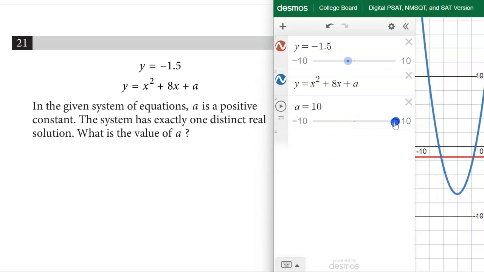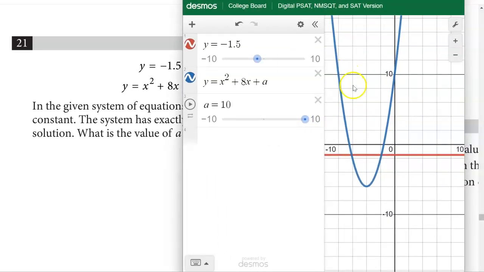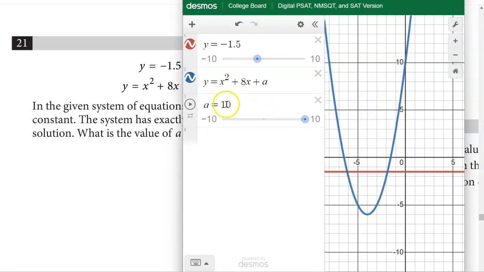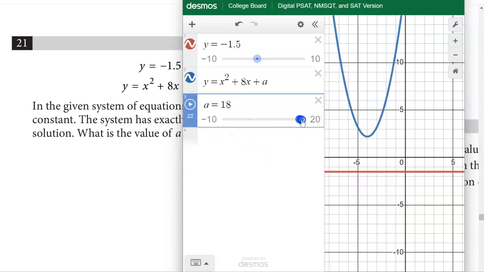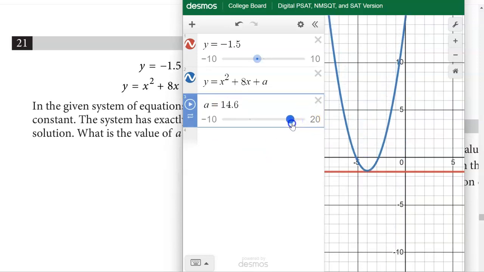So we're going to move this up, and obviously this is not going to go high enough because I need it to not intersect the line twice, but only intersect it once. So let me move this over. So I'm going to type in a bigger number here. You can just take that out and type in a 20. 20 is too high. And so once you get to 20, you can back up, and it looks like this answer is about 14.7.